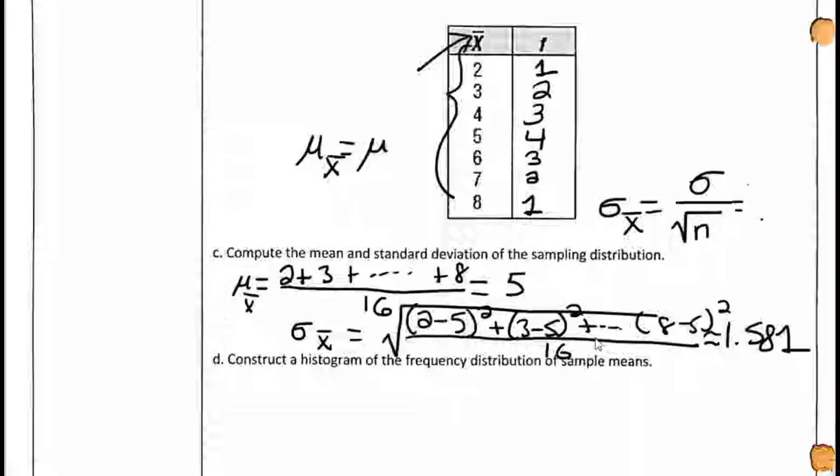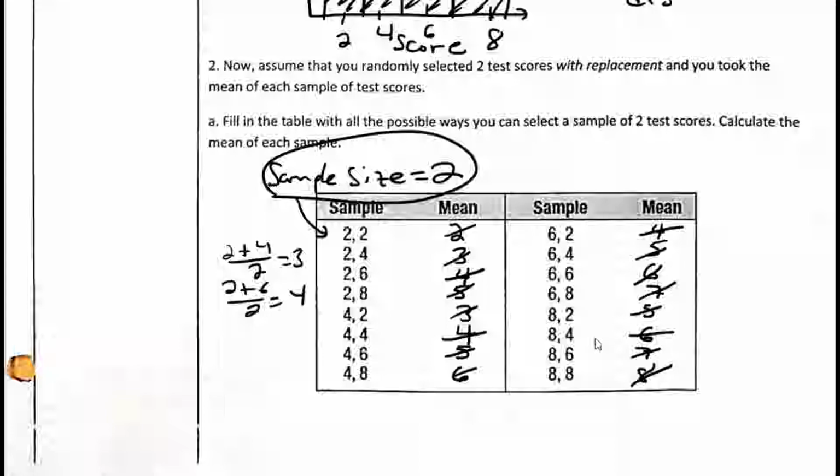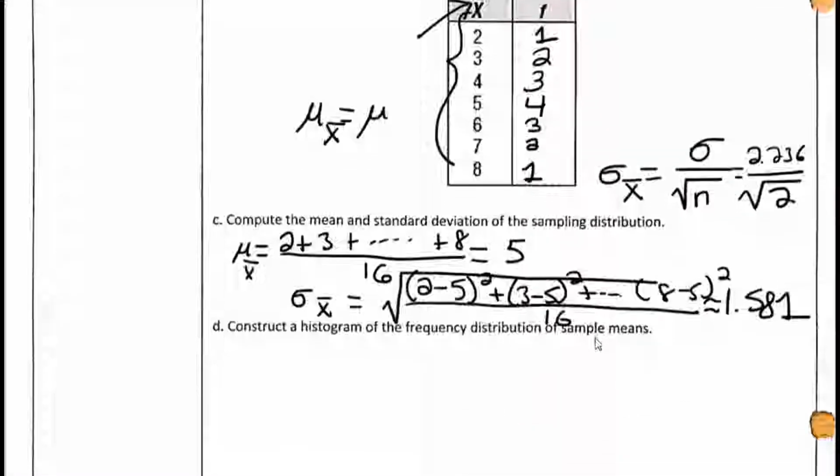So in this case, this was 2.236. And the sample size is 2, because if you recall, when we did the sample, we took 2 test scores at a time. So this is my n. If you were to calculate this, you would get the same number, about 1.581.